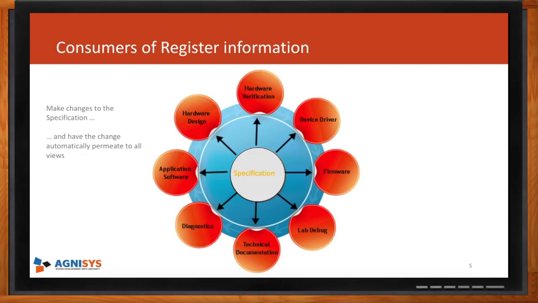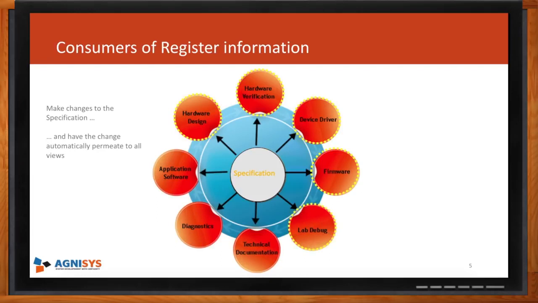Okay, so let's get in a bit more about how these consumers use this register information. Well, the design team will need it for implementing the RTL. They will synthesize the registers and create the target FPGA or ASIC. The verification team will need it to verify those registers are actually operational. The device driver people would actually need it for creating the device driver so that they can talk to the hardware. And similarly, the firmware and application software would also need to talk to the hardware.